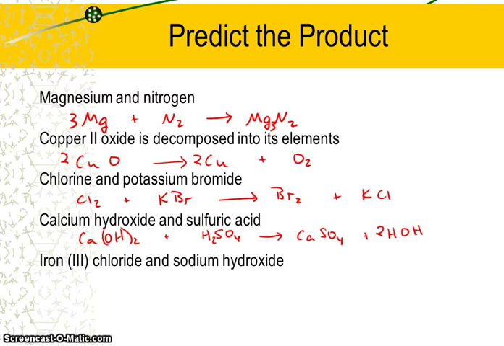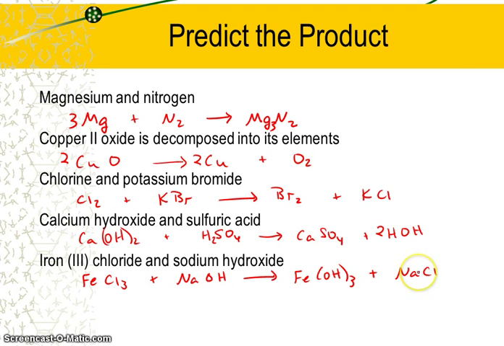Iron 3 chloride and sodium hydroxide. So iron is Fe, chloride is Cl, +3 -1. Sodium hydroxide, +1 -1. Two compounds makes it a double displacement. So our iron will displace the sodium and will produce iron hydroxide. And since it started out as iron 3 on the reactant side, it stays as iron 3 on the product side. The sodium will displace the iron and will produce sodium chloride, +1 -1. 1 iron, 1 iron, 3 chlorines, 3 chlorines, 3 sodiums, 3 sodiums, 3 hydroxides, 3 hydroxides. A balanced double displacement reaction.